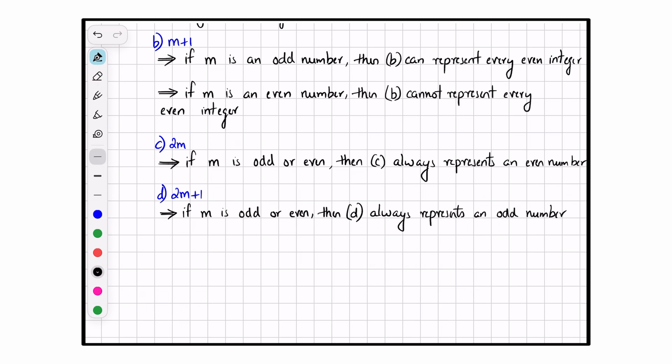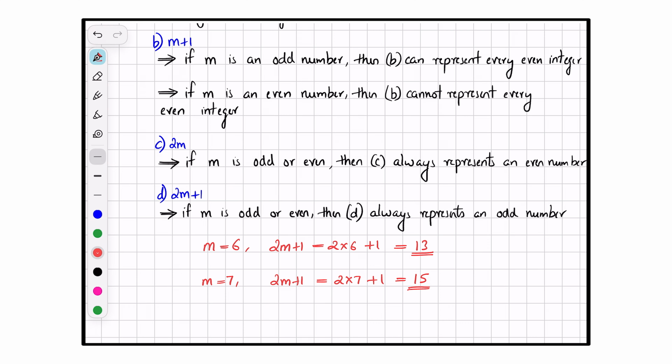If you have some doubt convincing yourself, let m be 6, which is an even number. Now 2m plus 1 will be 2 into 6 plus 1, and what will be the answer? It will be 13. It is an odd number. And let's take m equal to 7, which is an odd number. Let us calculate 2m plus 1, and what will come? 2 into 7 plus 1, and it will come to be 15. Again an odd number.